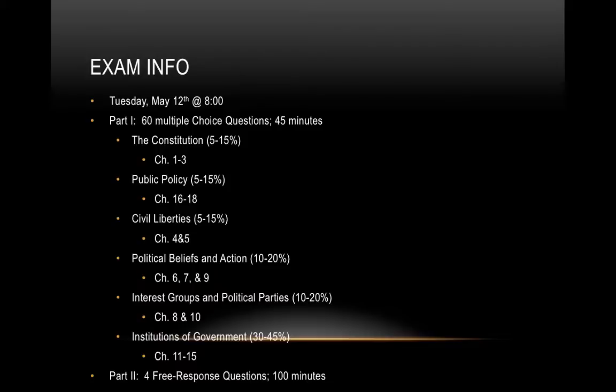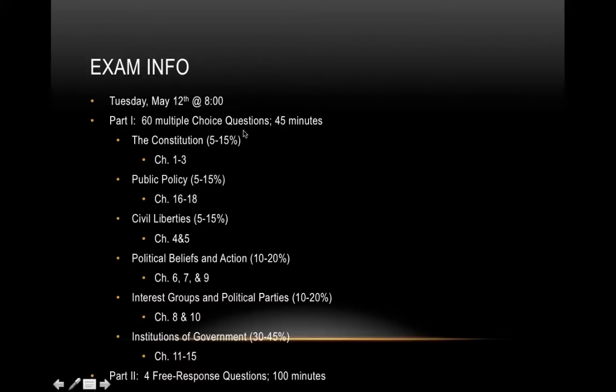The first part is a 60-minute multiple choice section that you will have 45 minutes to use to answer all the questions. And here is a breakdown of the topics, and then for us, the chapters where different amounts of questions will come from. For example, 5 to 15% of the multiple choice questions come from topics regarding the Constitution. And so for us, that's chapters 1, 2, and 3.